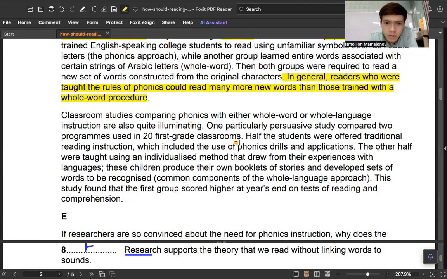This study found that, okay, first group. Now we should find the first group and we're going to get the answer. What is the first group? Half the students were offered traditional reading instruction. Okay, so I think it's this group. This group, I think it's this group, yeah. Higher years in their own test reading and comprehension.